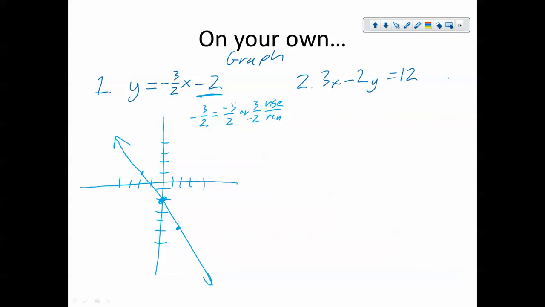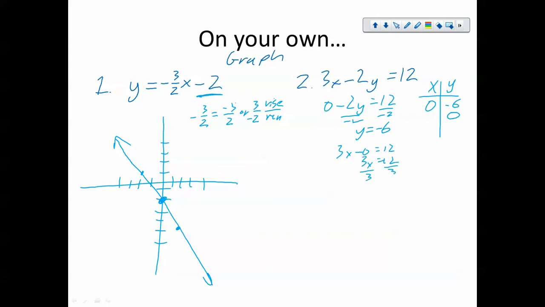And the second one, this is in standard form, so I'm going to find the intercepts because that's going to be a more efficient way of doing it. Plugging in 0 for x makes this 0 minus 2y equals 12, right? 3 times 0 makes 0. That's the reason why I do that. And then dividing both sides by -2, we get y equals -6. And then plugging in 0 for y now, I get 3x minus 0 equals 12, which is 3x equals 12. Solving for x, we get x equals 4.